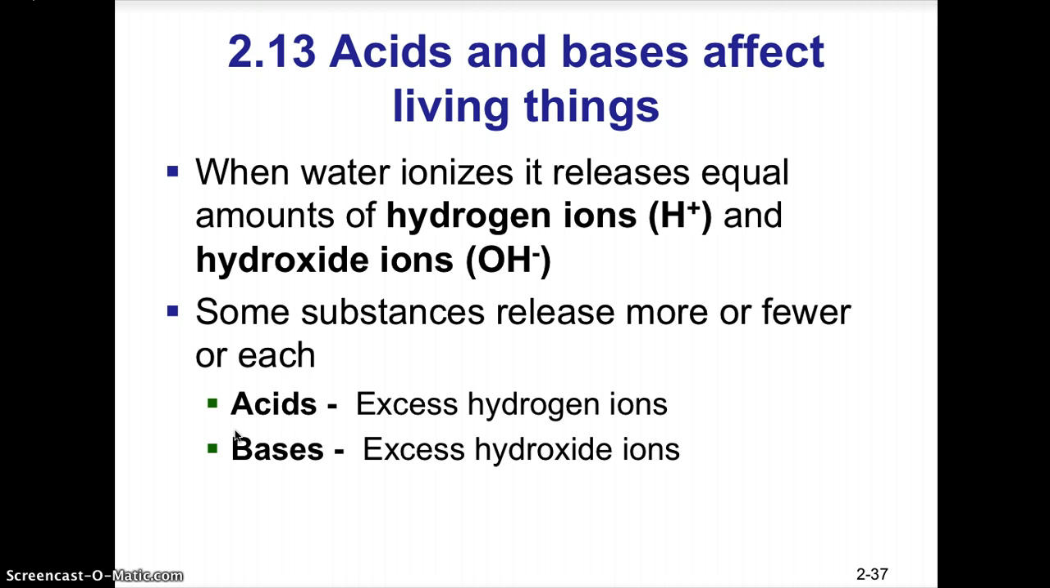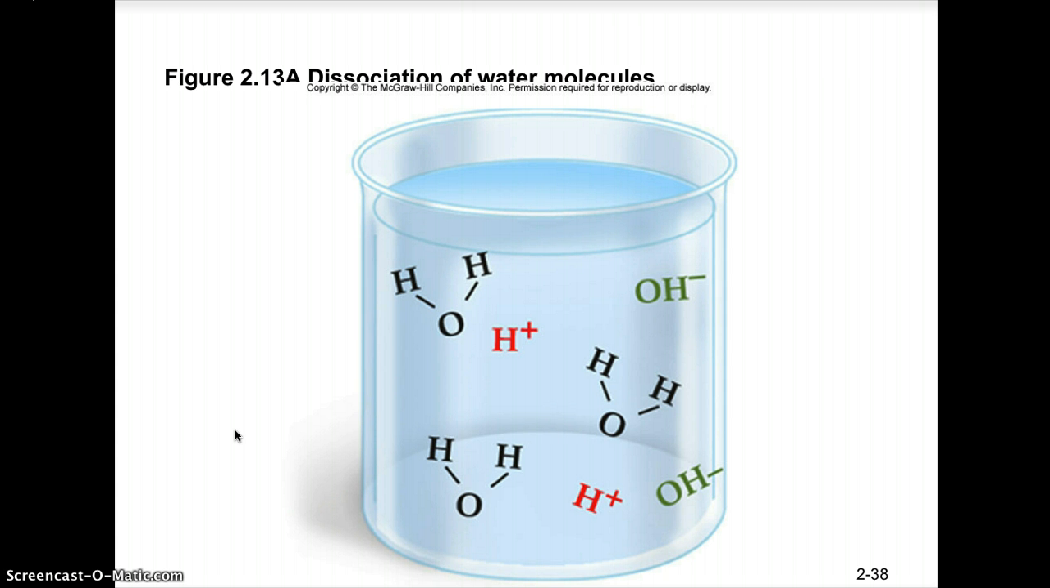When water ionizes, it releases equal amounts of hydrogen ions, H+, and hydroxide ions, OH-. So this is why pure water has a pH of 7, because the hydroxide ions are equal to the hydrogen ions. So some substances release more or fewer of each. An acid is any substance that releases excess hydrogen ions in solution, and a base is a substance that releases any excess hydroxide ions into solution.